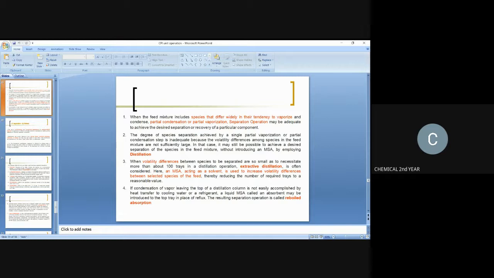If condensation of vapor leaving the top of the distillation column is not easily accomplished by heat transfer to cooling water or a refrigerant, a liquid MSA called an absorbent may be introduced to the top tray in place of reflux. The resulting separation operation is called reboiled absorption.